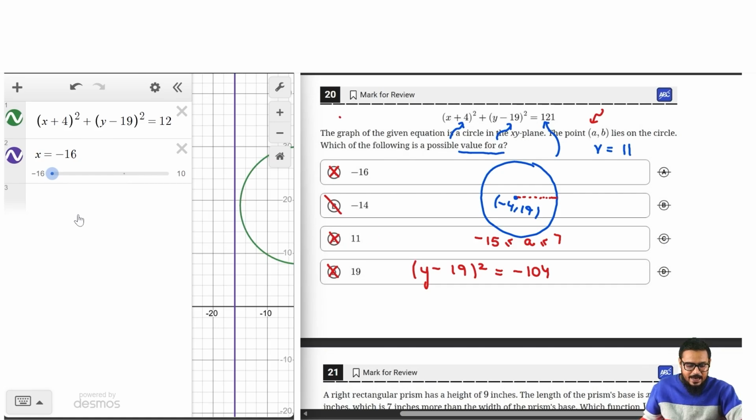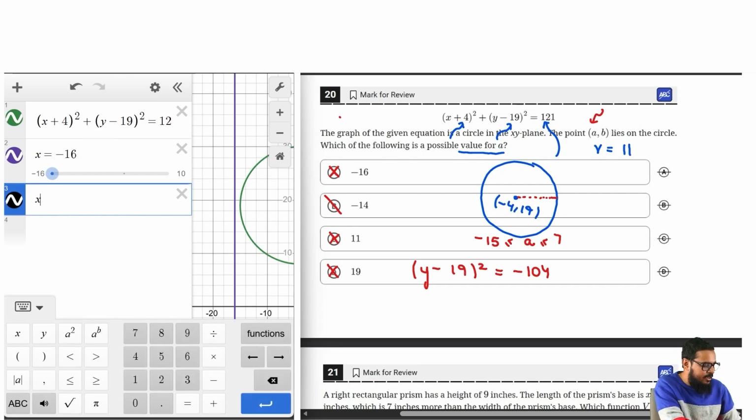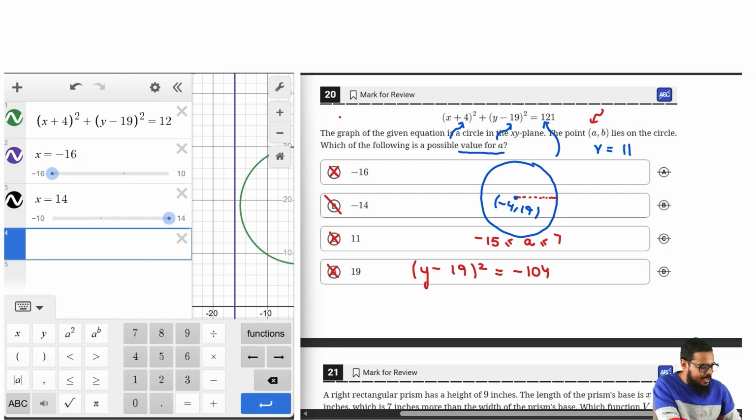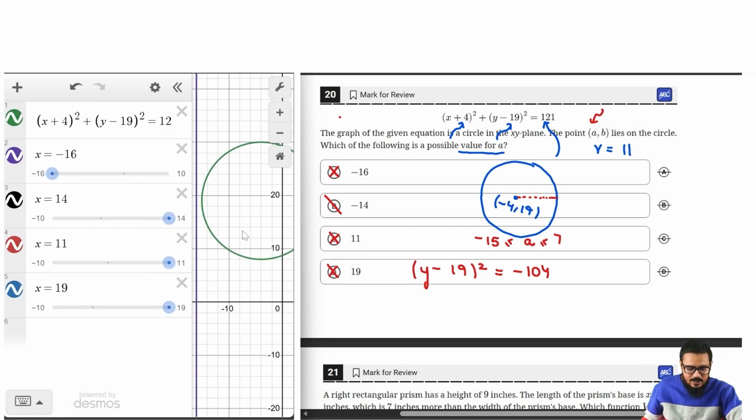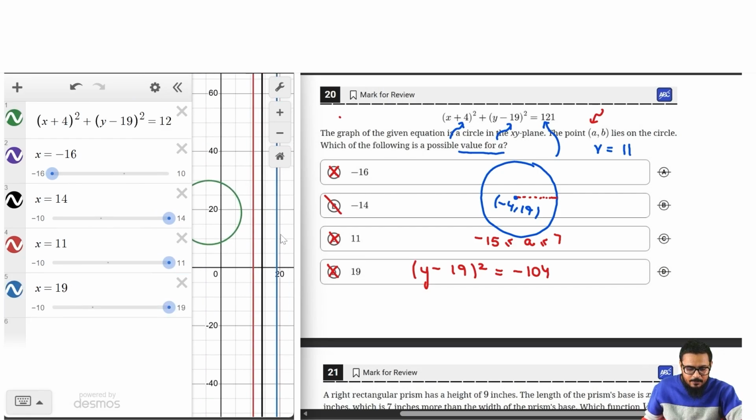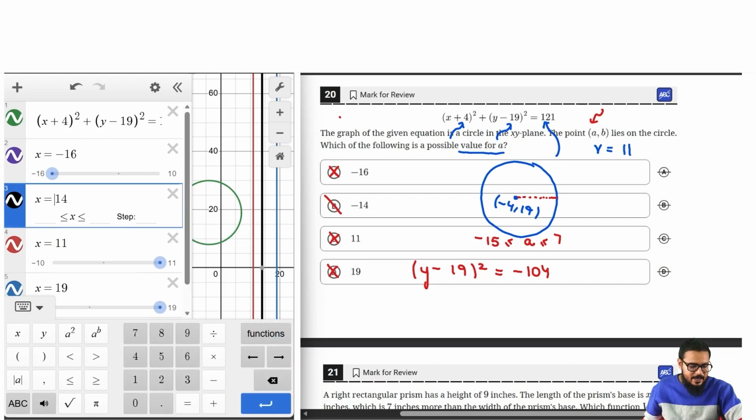Let's have a look at x equals minus 14, x equals 11 and x equals 19 as well. Now let's have a look at 19 and 11, the blue and the red line. Can you see this blue line right over here? The blue line is way outside the circle, right? And if you look at x equals 11, that's also very much outside the circle. Sorry, this was minus 14, not 14.